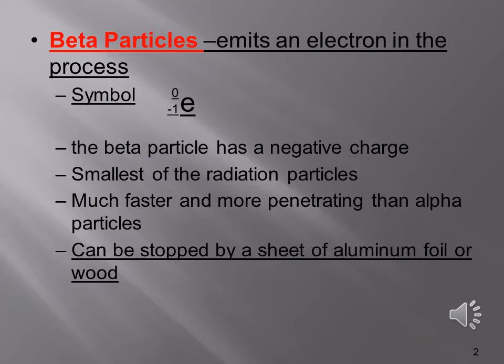For beta particles, the beta particle resembles an electron with a mass number of 0 and an atomic number of -1, which resembles the symbols shown in the diagram. The beta particle has a negative charge. They are the smallest of the radiation particles, much faster and more penetrating than the alpha particles. Initially, we had said that they can be stopped by a sheet of aluminum foil or a piece of wood.